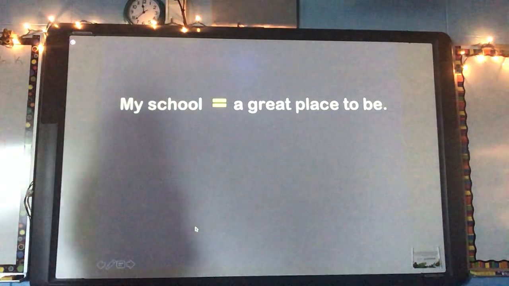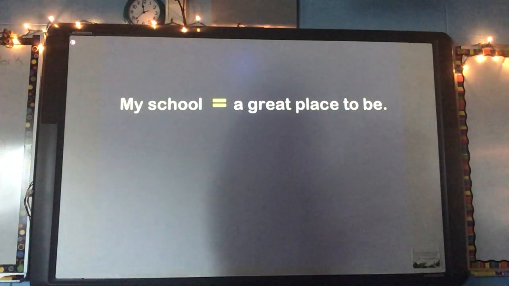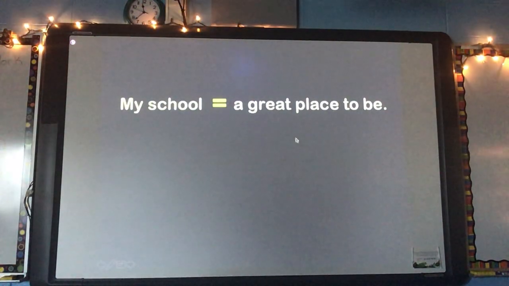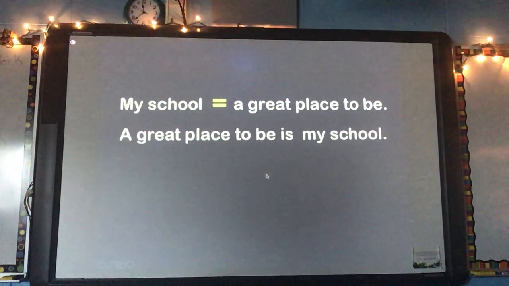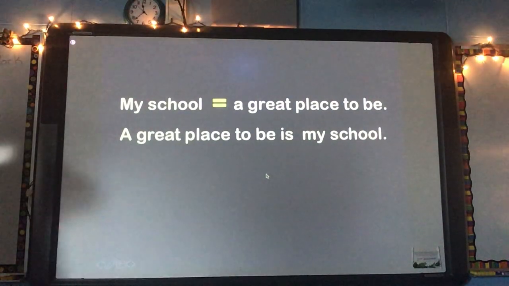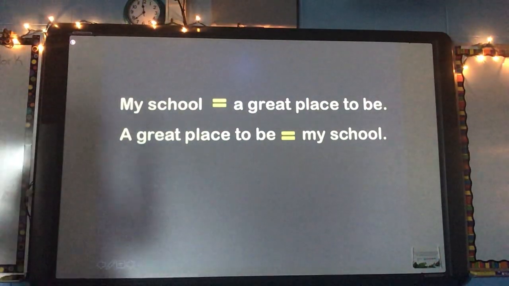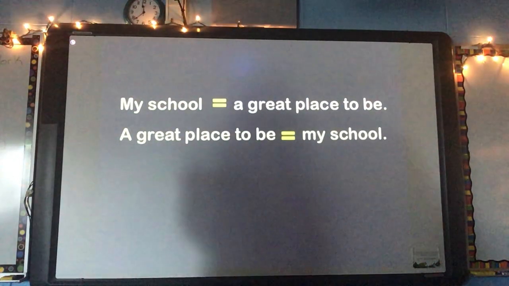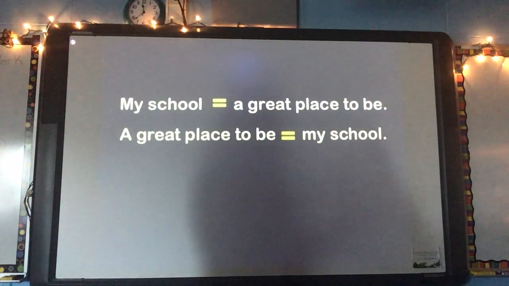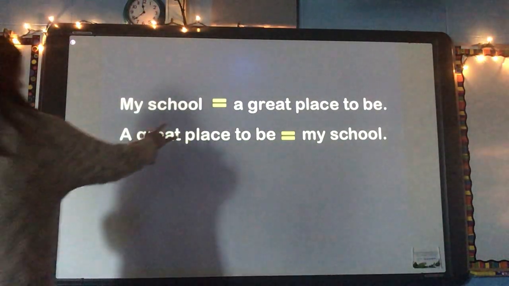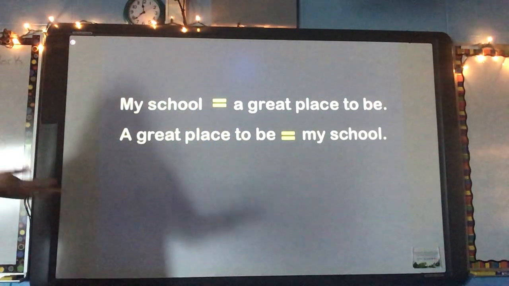So, my school equals, what is it? It's a great place to be. A great place to be is my school. They took out the word is and replaced it with our equal sign. A great place to be equals my school. So you can replace in both of these the word is with the equal sign. What is it?